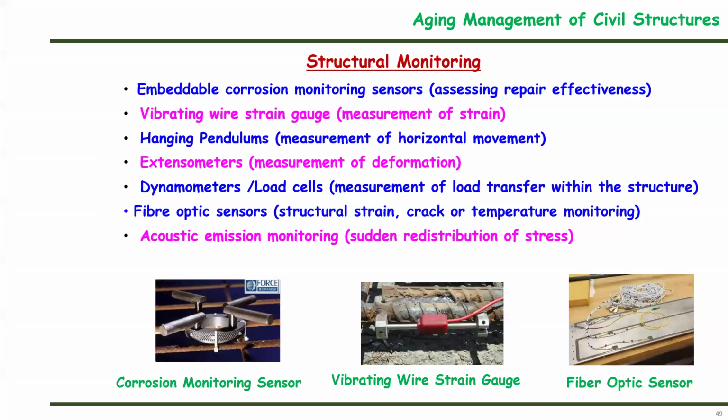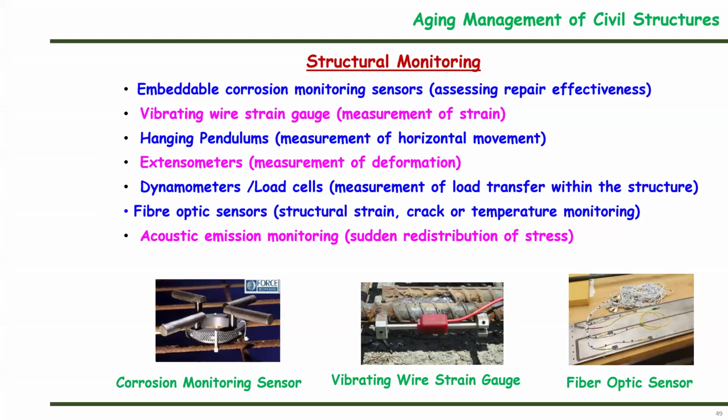Structural monitoring can be carried out by using sensors or strain gauges. Embeddable corrosion monitoring sensors can be used for assessing repair effectiveness. Vibrating wire strain gauges can be used for measurement of strains. Hanging pendulums can be used for measurement of horizontal movements. Extensometers can be used for measurement of deformations. And dynamometers and load cells can be used for measurement of load transfer within the structure.